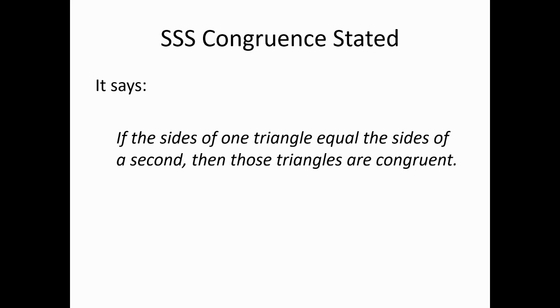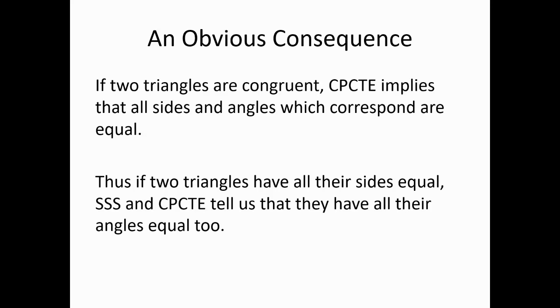All right, so here's SSS stated. It says, if the sides of one triangle equal the sides of a second, then those triangles are congruent. Okay, so as simple as that. Equality of sides of two triangles, all of them, implies congruence of triangles. Now, notice a consequence of this, and at the end, when we do some application proofs, we'll do this, certainly. You'll do it many times in the problem set, both here and in later sections as well.